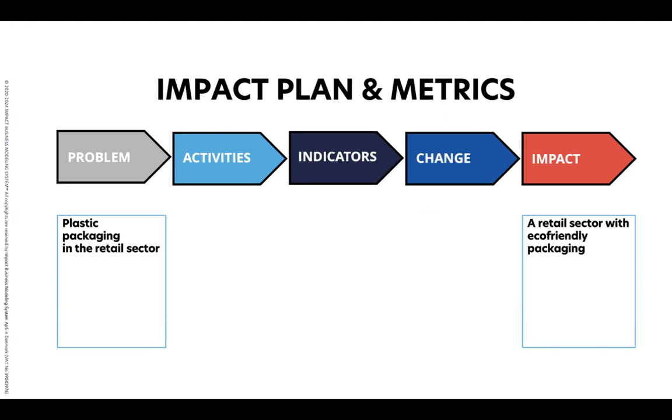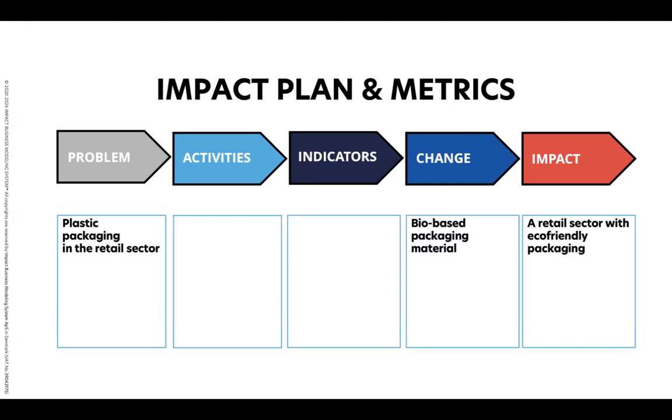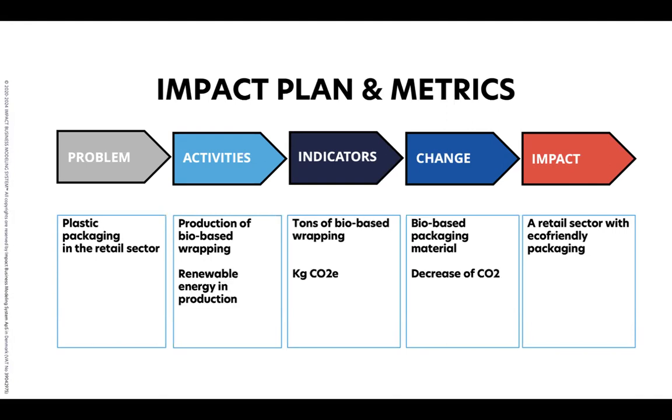This needs many changes. One could be bio-based packing material. So what do you do then? Produce bio-based wrapping. And how do you measure the change? Tons of bio-based wrapping. We could also decrease CO2. So we use renewable energy in production and we measure it with kilos of CO2. And we could go on like this.